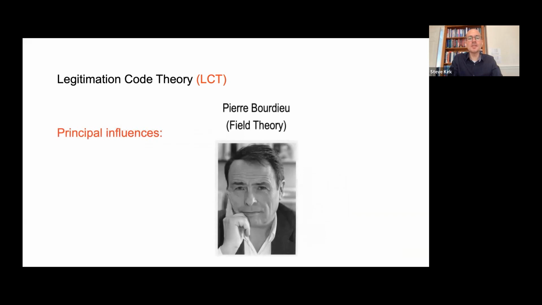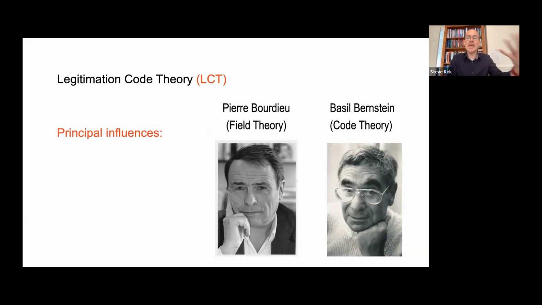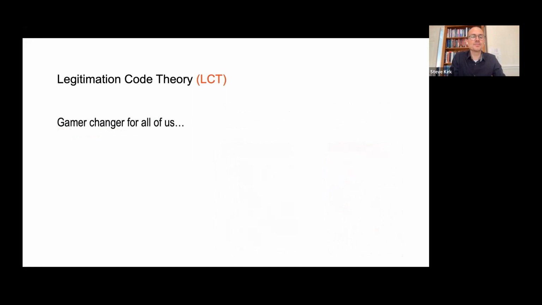So LCT's principal influences, there are many, but the principal ones are Pierre Bourdieu's field theory and Basil Bernstein's code theory. We're not going to go into any more detail than that today, but I think it's worth mentioning them because the name Legitimation Code Theory embodies those 2 major influences. The notion of legitimation, which we'll get to in a second, is very much Bourdieu and Bourdieu's view of society and people and actors and power and status and those kinds of things. And code theory comes from Basil Bernstein. So that's why LCT has the name that it does.